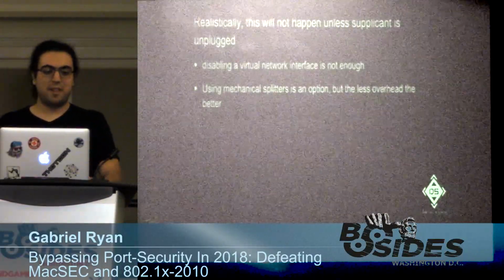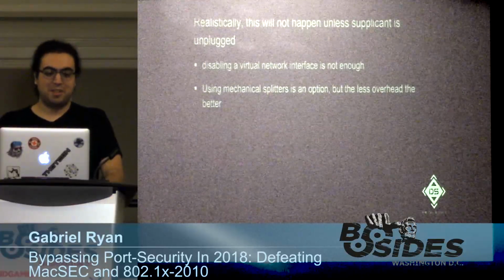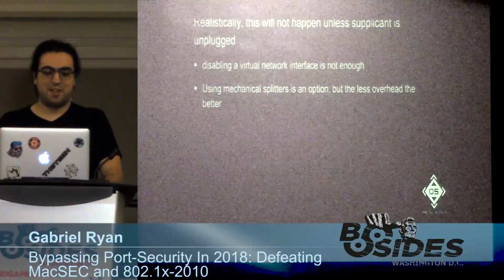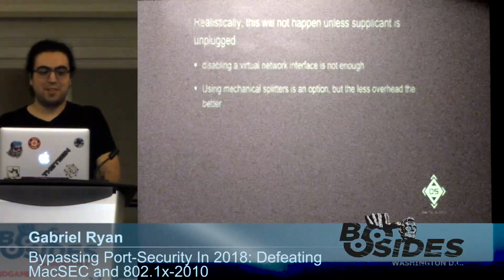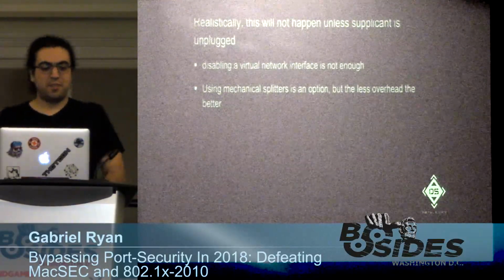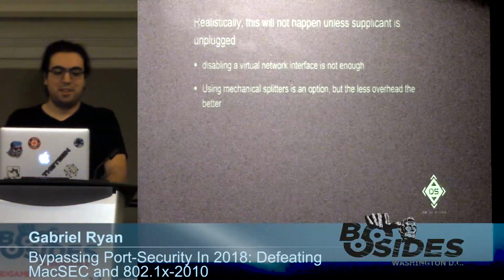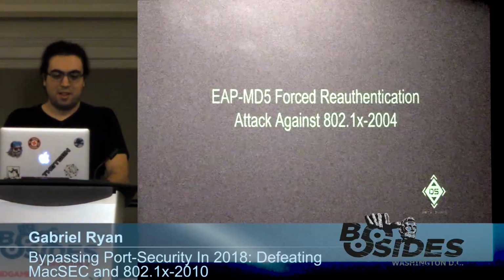One major drawback to this approach is we have to wait for the supplicant to re-authenticate with the switch, and this will not happen unless the supplicant is unplugged. Disabling a virtual network interface is not enough. It won't guarantee a re-authentication. We could use mechanical splitters to trigger that, but the less overhead the better.